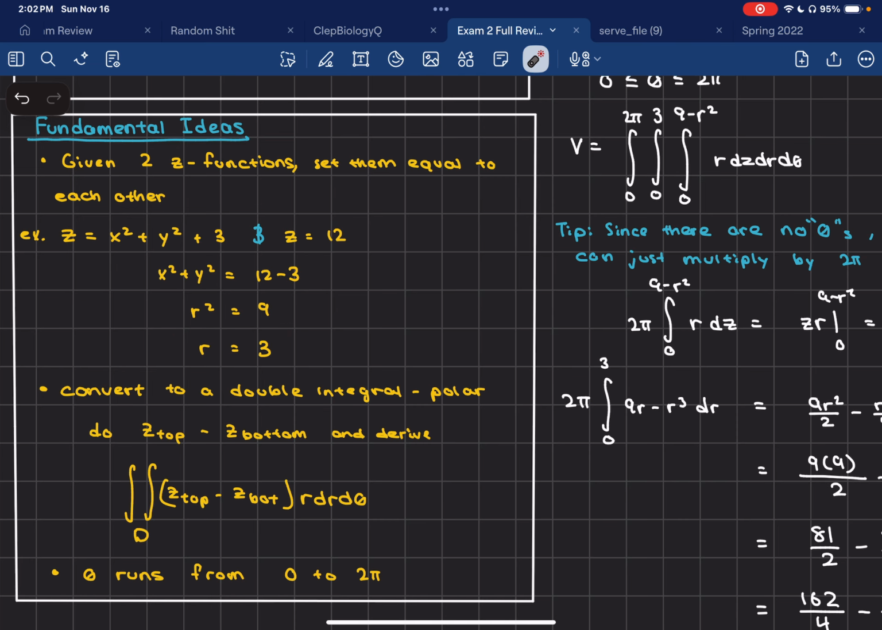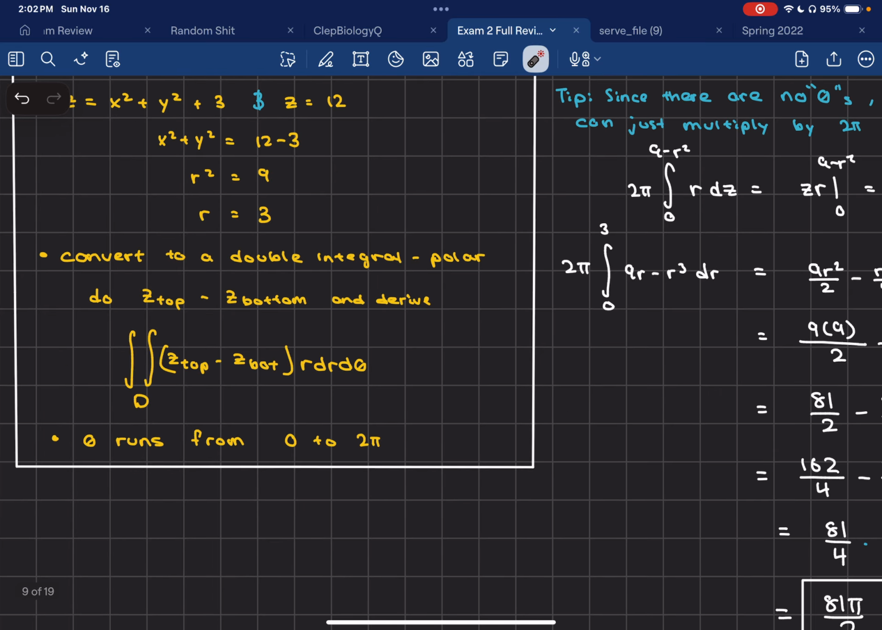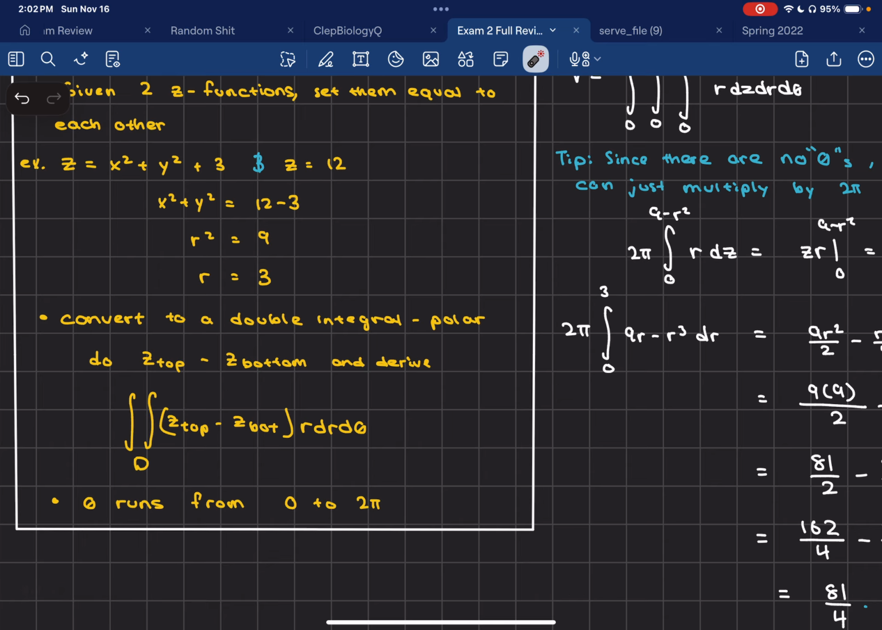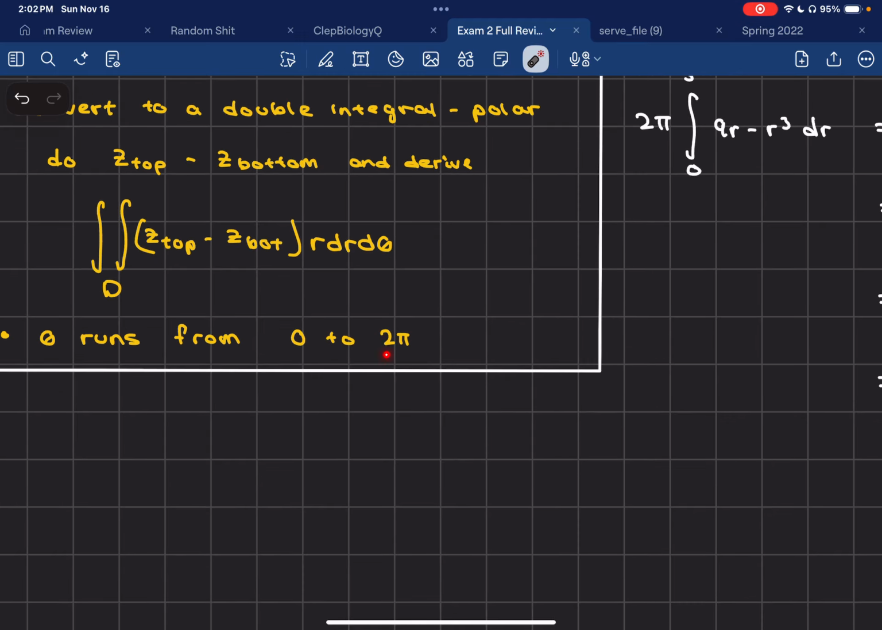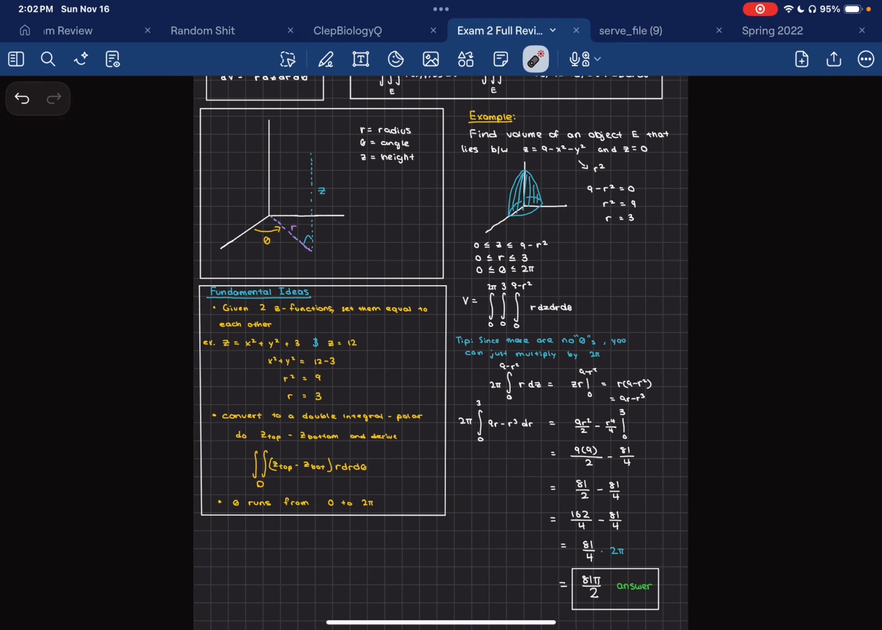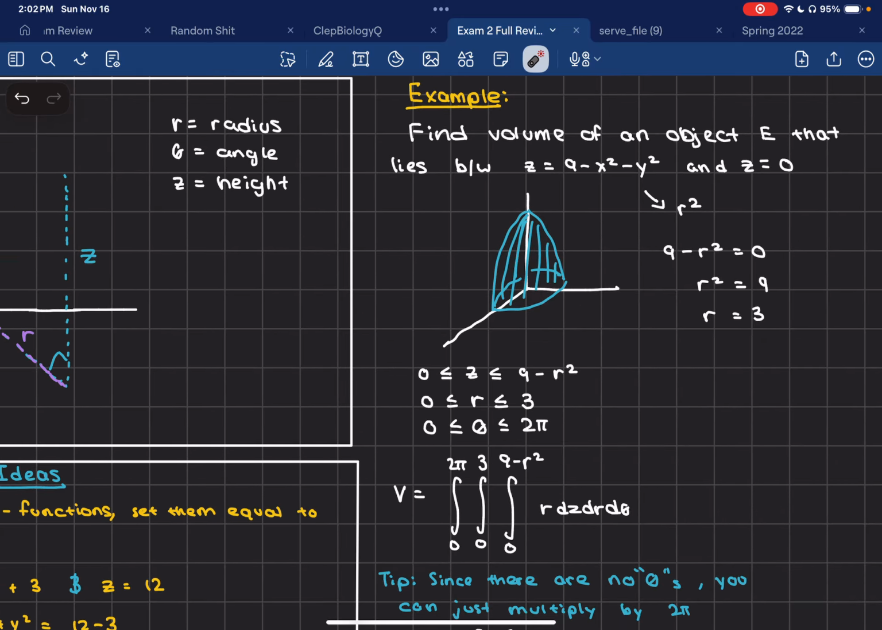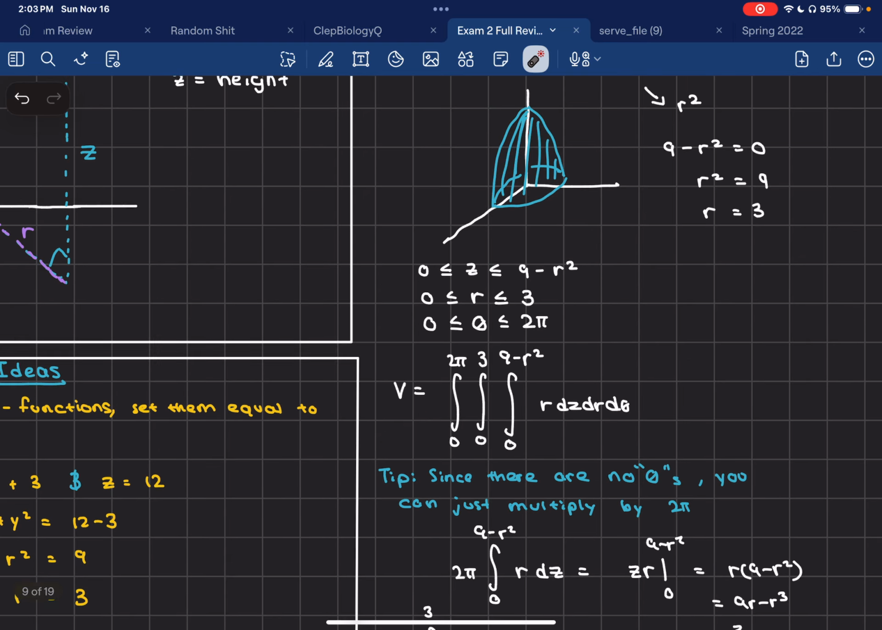now I can solve for my radius. And also, you can convert these back into just a regular double integral in polar, because if you have two z functions, you can just do z top minus z bottom, and that gets you your f function. In this case, you don't have to do a triple integral, you just have to do a double integral. And remember that theta always runs from 0 to 2 pi. So here's an example. You find the volume of an object of z equals 9 minus x squared minus y squared, and z equals 0. So as you can see, I set z equal to z, found my bounds, and then solved it.